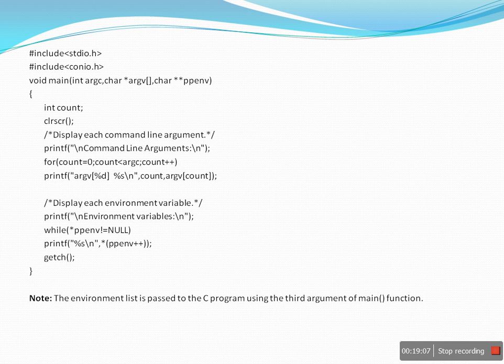So we have written count equals 0, count less than argc, count plus plus, then we print count and argv[count]. Now suppose you want to list all the environment variables, then we use a while loop: while *envp not equal to NULL. Now you can print the value of *envp, envp plus plus. So it will fetch all the environment variables defined by the system and also user defined. The environment list is passed to the C program using the third argument of the main function. Fine. So this is the answer for this question.